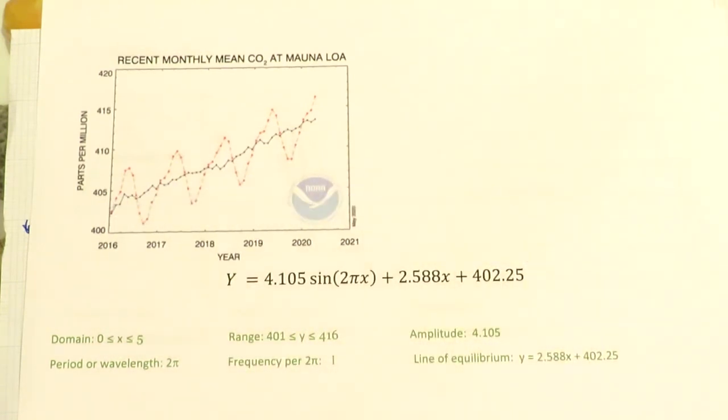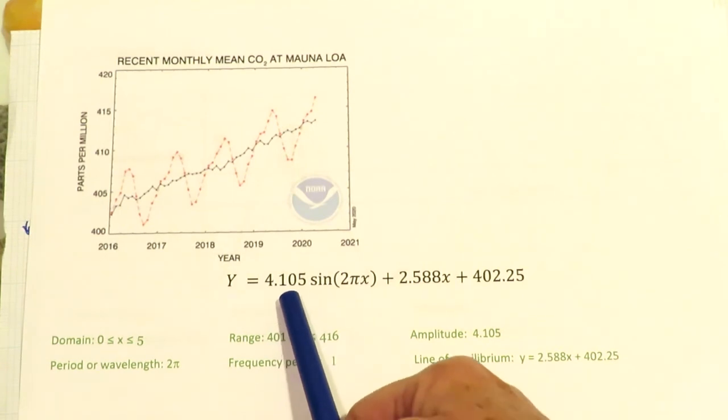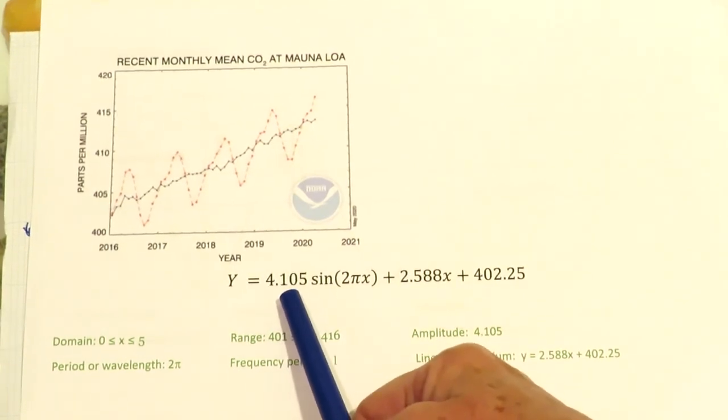I know that slanted line's wiggly because this is real data, and real data isn't perfectly smooth like our functions, but our functions model the data pretty well. The amplitude of those waves is 4.105.